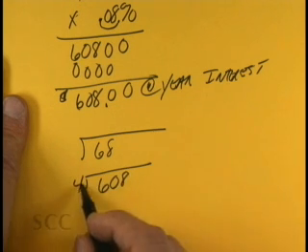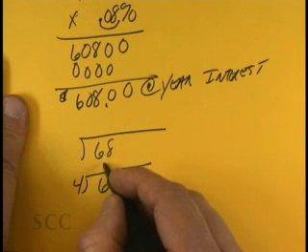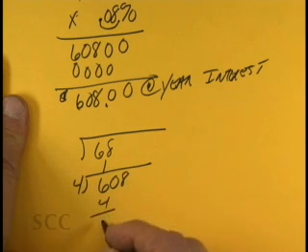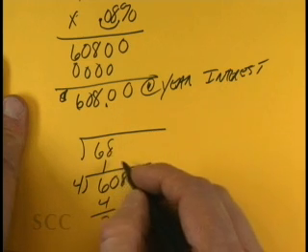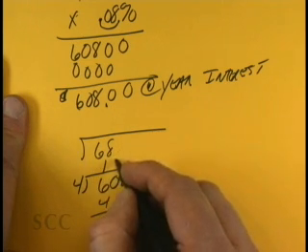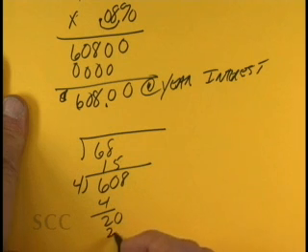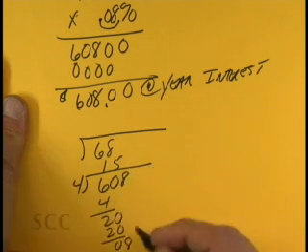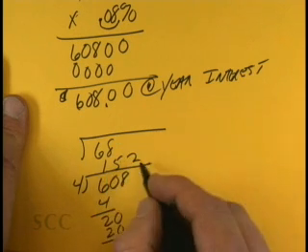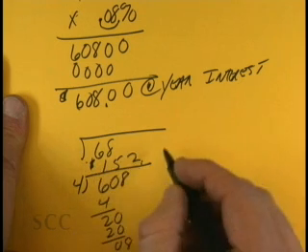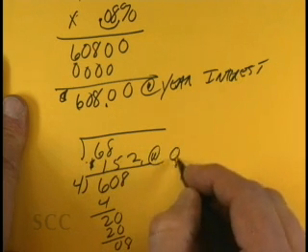Okay, so 4 goes into 6 one time, times 4 is 4. Subtract, and you bring down the 0. 4 goes into 20 5 times. 5 times 4 is 20. Subtract, you get 0. You bring down the 8. 4 goes into 8 2 times. So it's $152 a quarter.